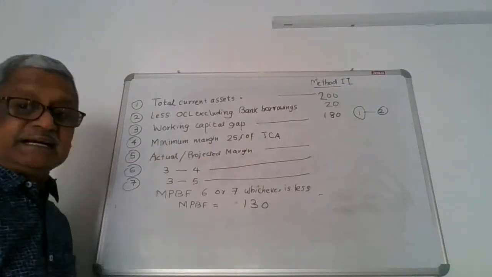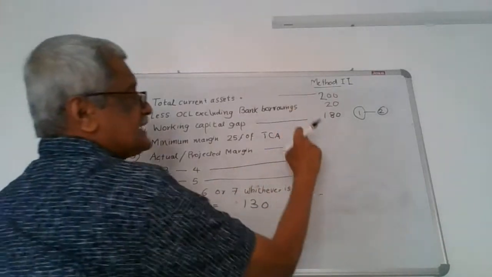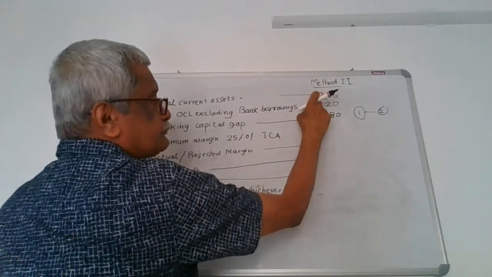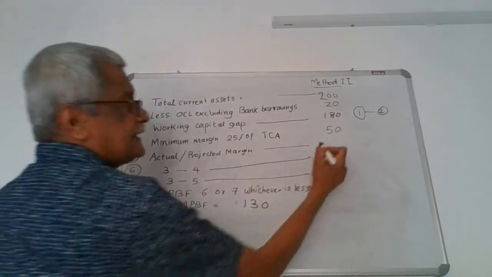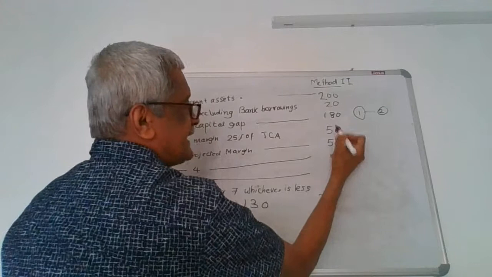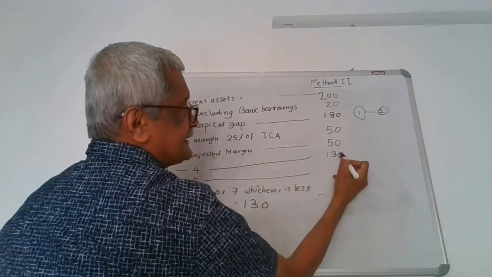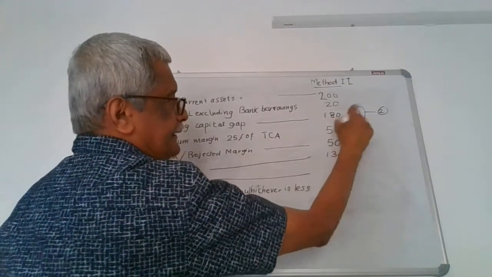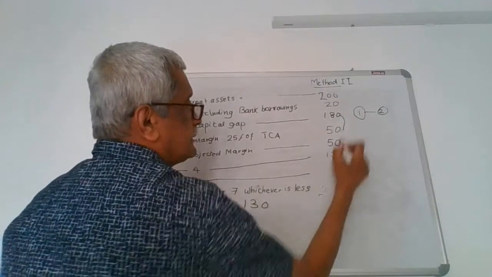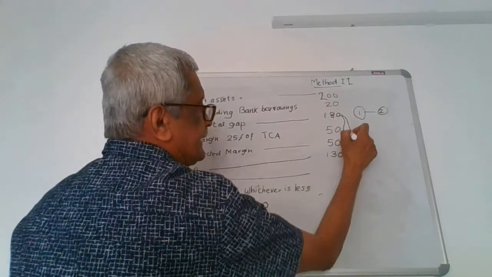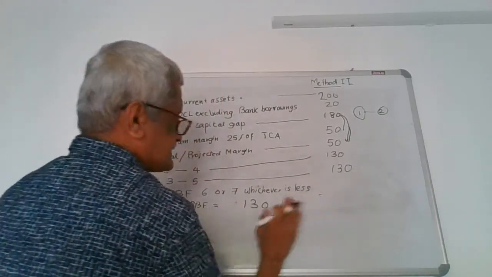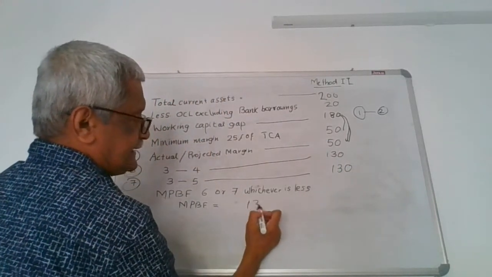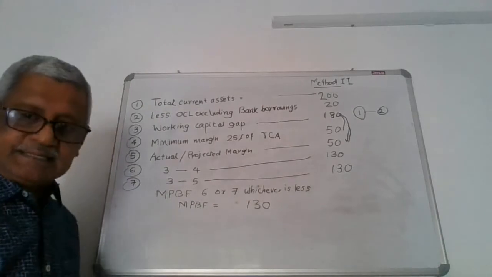25% of the total current assets. Now, he has to bring 25% of 200, which is 50. Suppose the customer is bringing only 50, then naturally this will become 130, 180 minus 50. Again I am deducting this 130. So the customer is eligible for a working capital finance of 130.